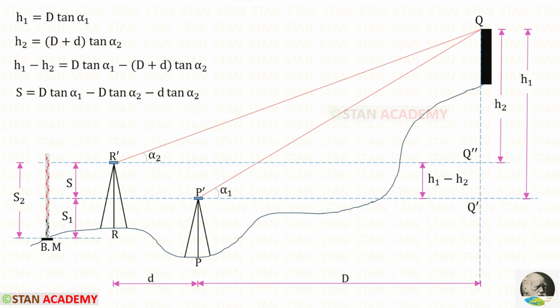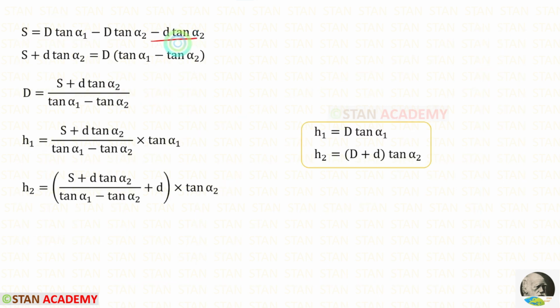Let us subtract H2 from H1. So H1 minus H2 will be equal to this minus this. We know that H1 minus H2 is equal to S. Instead of H1 minus H2, we can write S. With minus tan alpha 2, we can multiply capital D and the small d, so that we will get these two terms. We can take this term on the other side, so it will come as positive. From these two terms, we can take d outside.